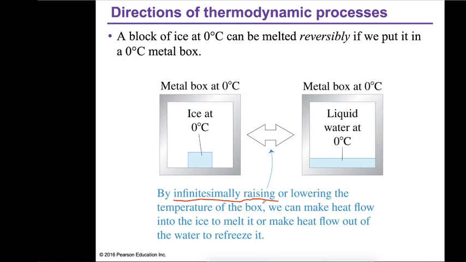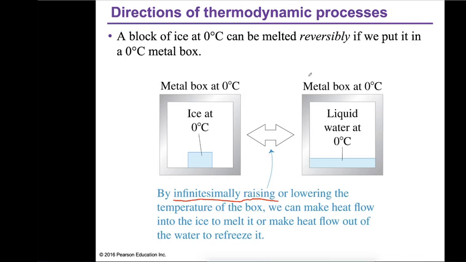And if you decrease the temperature infinitesimally, then you can make the water into ice again. So by infinitesimally raising or lowering the temperature of the box, you can make the heat flow into the ice to melt it, or make the heat flow out of the water to refreeze it. So this is a reversible process.